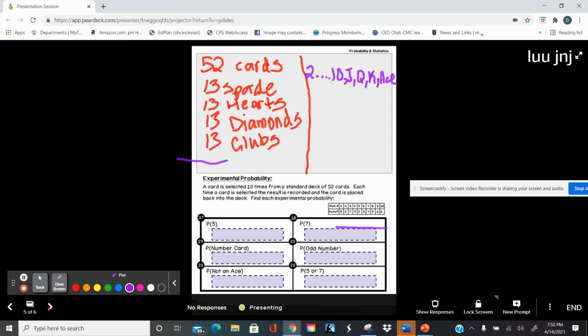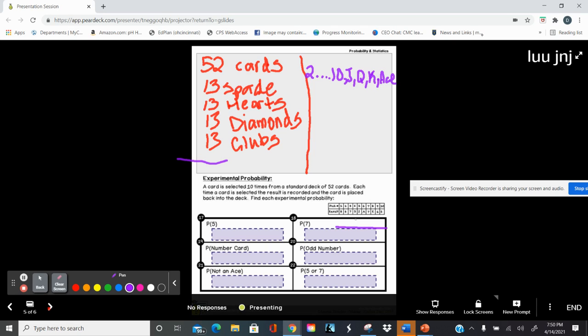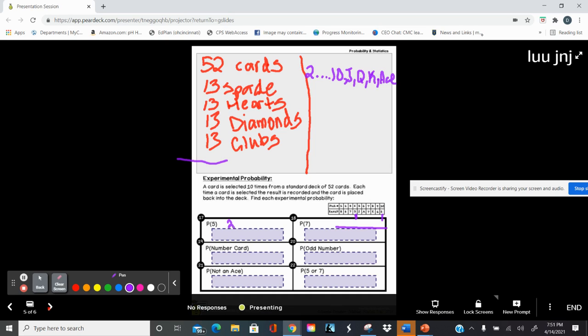So the probability of 5, we're going to look and see how many times, if any, that we picked a 5. I see we have one here, and we have another one here. So we have 2. Out of 10, we picked it twice. So we're going to have 2 over 10. We can simplify that if we divide them both by 2, and then it'll give us 1/5.